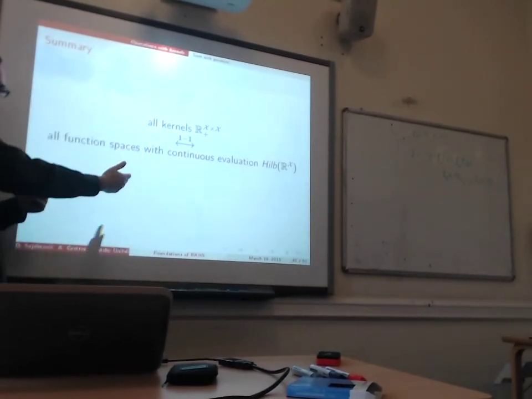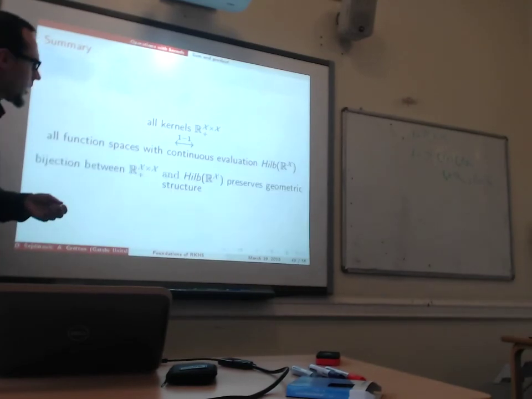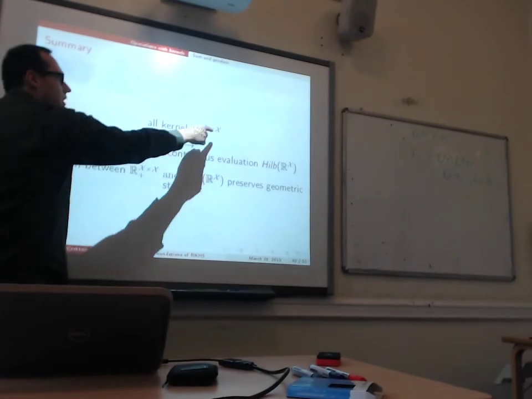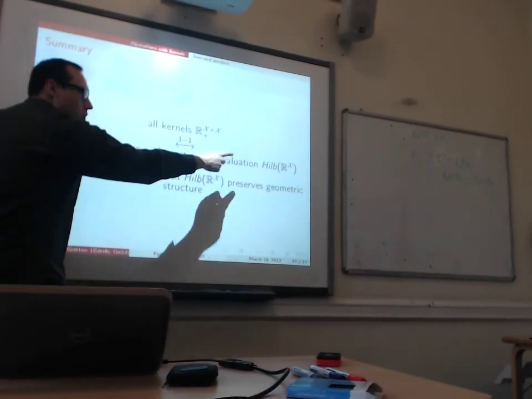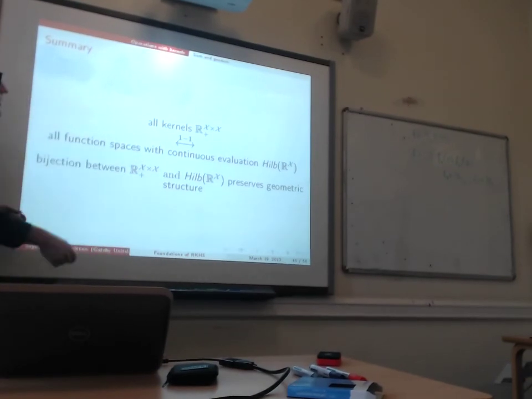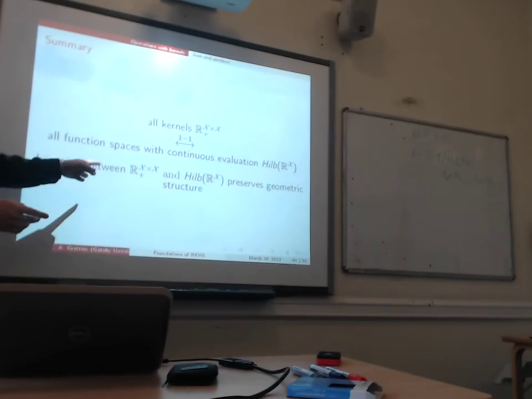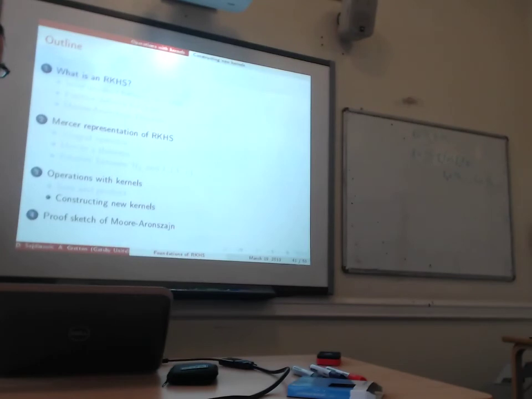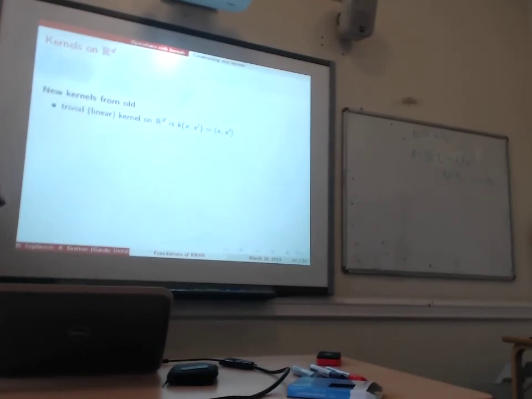Okay, so that's what I meant when I said that this bijection we're constructing by the Moore-Aronszajn theorem between kernels and RKHSs has some structure with it. The sum of things in here corresponds to the sum of things in there, the product of things in here corresponds to the product of things in there, and multiplication by a scalar as well. So these two convex cones have exactly the same geometric structure. Okay, so we've seen that we can add kernels together and multiply them together.